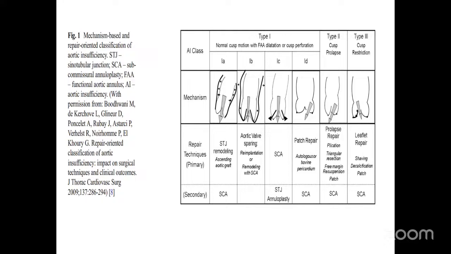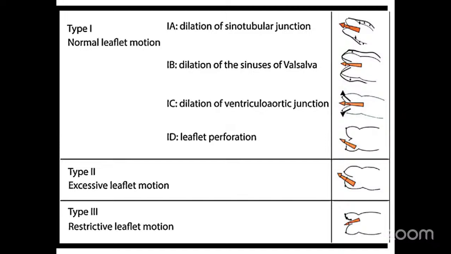For prolapse repair type 2, plication, triangular resection, free margin resuspension patch can be used. For type 3 restriction, leaflet repair, shaving, decalcification if the restriction was due to calcified leaflet or calcified commissures, and patch can be used. This is the definition of each subtype.